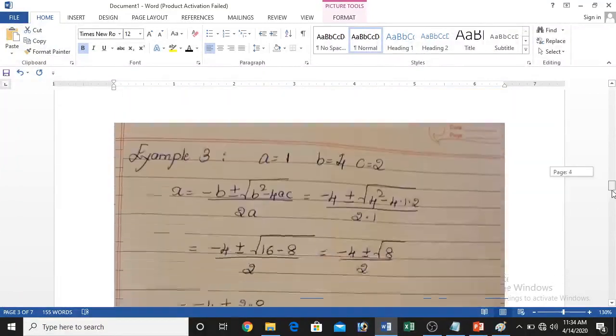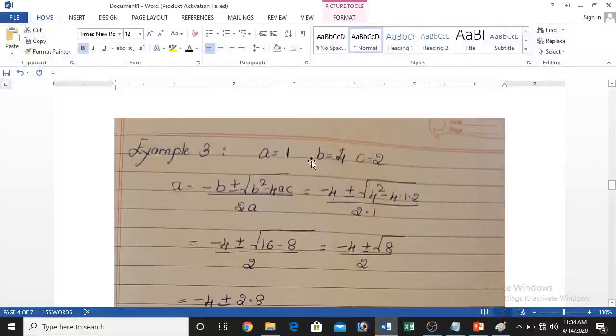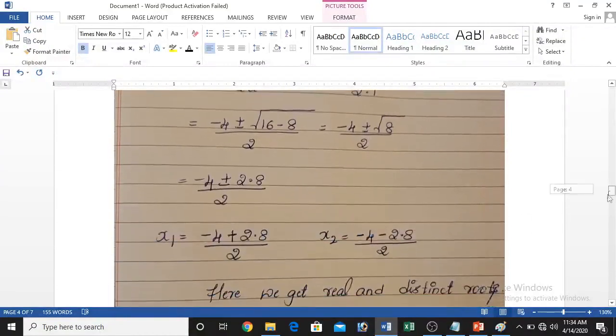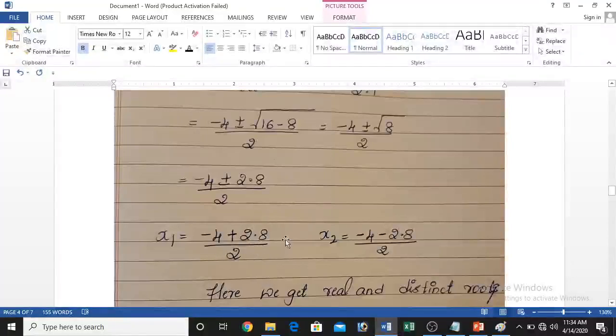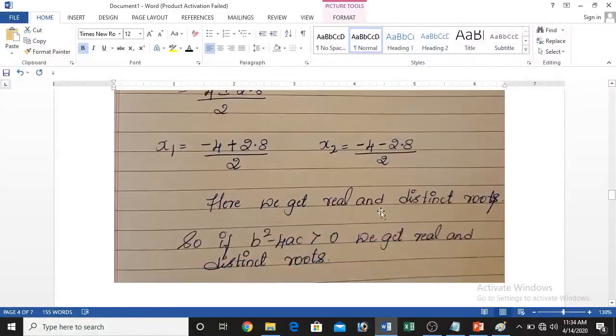The third example, let us go ahead. So a is equal to 1, b is equal to 4, c is equal to 2. x is equal to minus b plus or minus root of b square minus 4ac by 2a. When you substitute it, you will get minus 4 plus or minus root of 8 divided by 2. When you substitute those values, you will get two different roots: x1 with a different value because you are adding here, and x2 with a different value because you are subtracting. So when b square minus 4ac is greater than 0, we get real and distinct roots. These are the possible values.